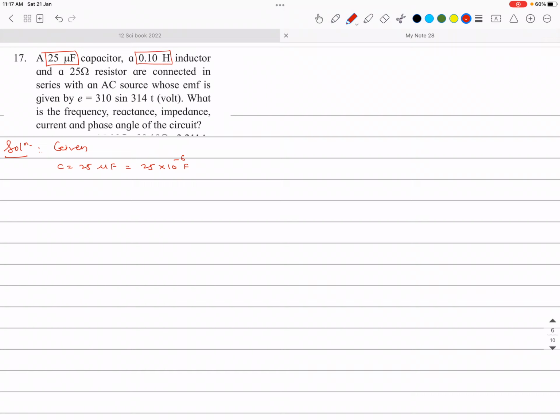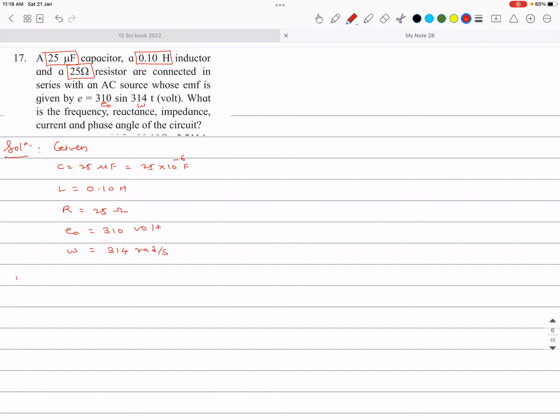0.10 Henry is the inductance. So, L is 0.10 Henry. And 25 ohm resistor. So R is 25 ohm. Are connected in series with an AC source whose EMF is given by. So this EMF, this is E0, this is omega, and this is T. So here E0 is 310 volt, omega is 314 radian per second.